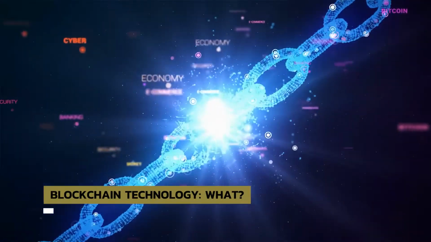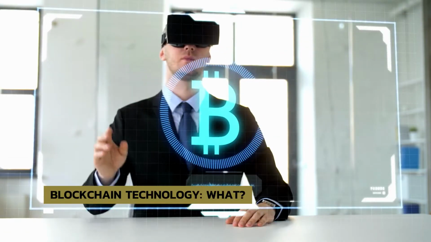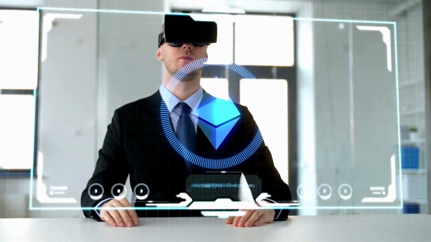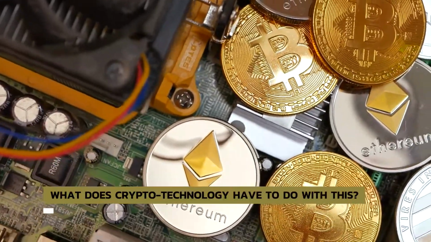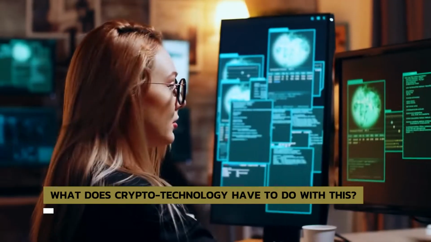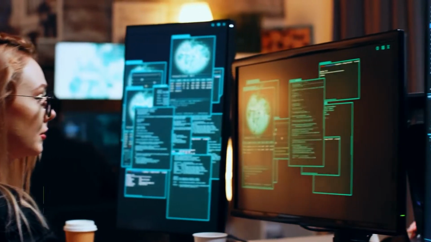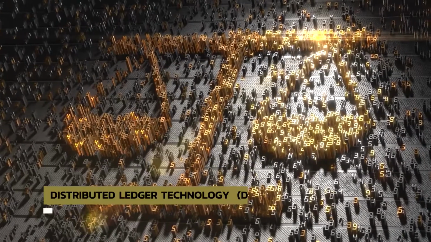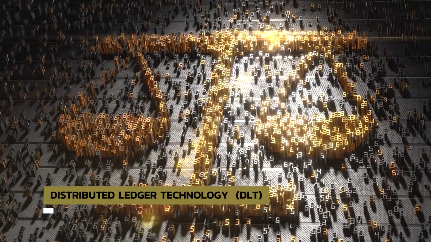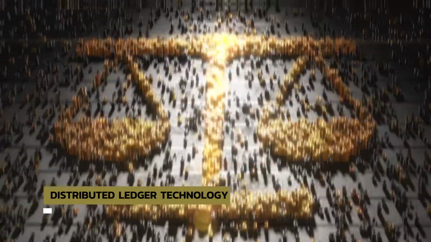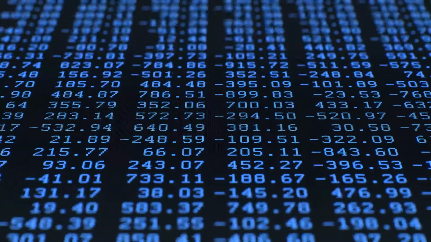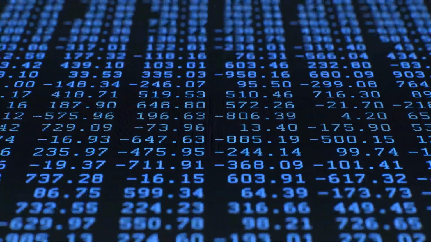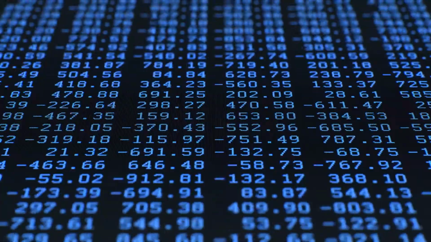Blockchain technology. What? Only a few people who want to take cryptocurrency to a new level are familiar with blockchain technology. What does crypto technology have to do with this? A dispersed database that is knowingly handled by a number of participants is called distributed ledger technology, or simply DLT. And blockchain, as few know it, is a type of DLT where the transactions made in the database are recorded through the use of an absolute cryptographic signature known as the hash.